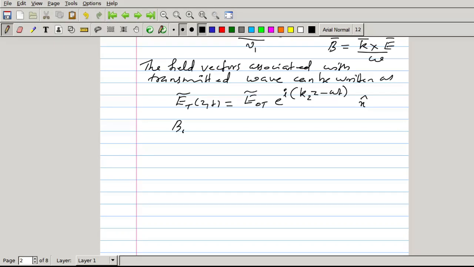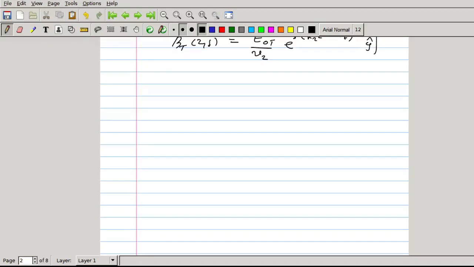Now what is B transmitted? B transmitted is E_0T by V2. Velocity in the second medium is V2, so it is E_0T by V2. Its propagation is along the positive z direction, so here it is positive. E_0T by V2, then e raised to i (k2 z minus omega t). This direction is y cap. This equation I am taking as equation number 3. So this one is equation 2 and this one is equation 3.